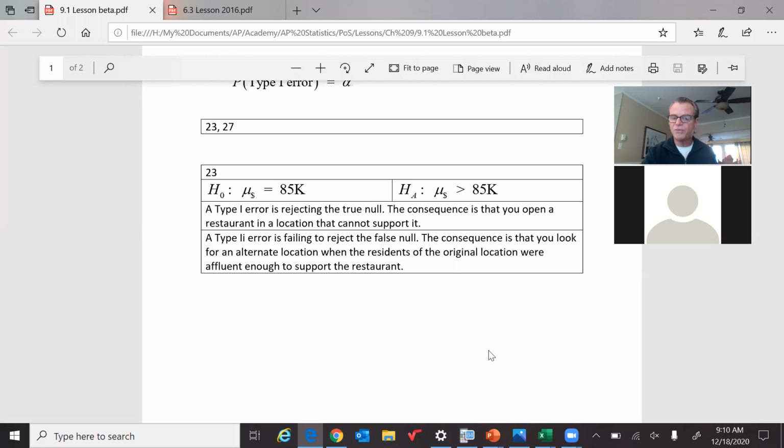The type 2 error is failing to reject a false null. Your conclusion is people do make 85,000. Okay, so you say, well, this neighborhood isn't affluent enough to support my restaurant, and you go somewhere else, when in reality, the neighborhood was affluent enough and you gave up a good location.